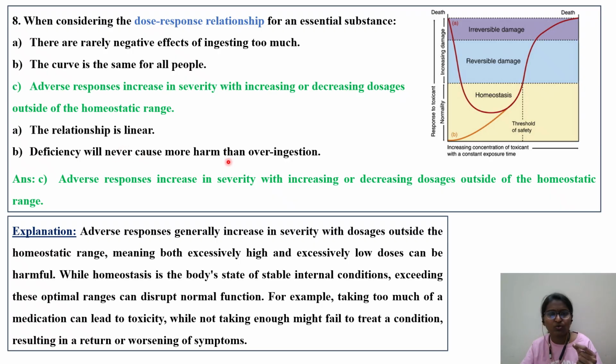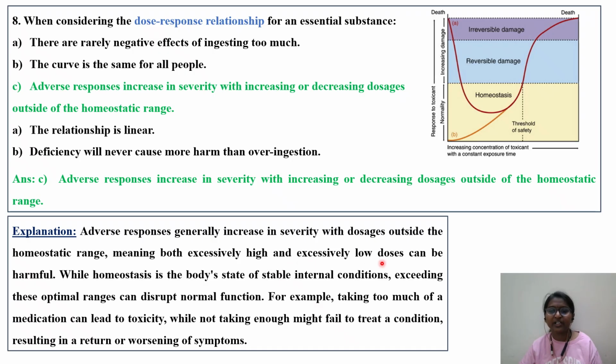Deficiency will never cause more harm than over ingestion. No, this statement is also not right, since for proteins, vitamins, hormones, deficiency will also cause some adverse effects, like vitamin A deficiency causing night blindness. And over consumption of vitamin A will lead to teratogenicity, fetal toxicity, and reproductive toxicity. The explanation given is that adverse responses generally increase in severity with dosages outside the homeostatic range. This graph is there, no? Both excessively high and excessively low doses.